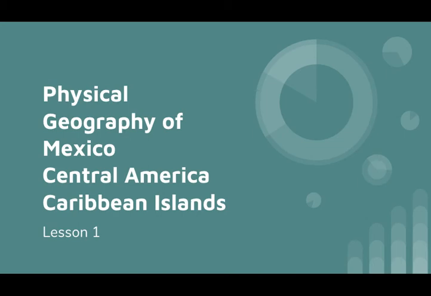Chapter 7, Lesson 1 can be found on page 202 in your textbook. Today we're going to learn about the physical geography of Mexico, Central America, and the Caribbean islands.